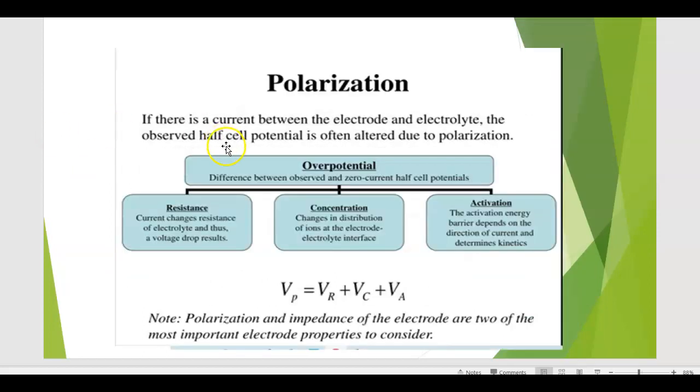Polarization. If there is a current between the electrode and the electrolyte, the observed half cell potential is altered due to polarization. Over potential is the difference between the observed and the zero current half cell potentials. Over potential has resistance, concentration, and activation components. What is resistance? Current changes the resistance of the electrolyte and thus a voltage drop results. Concentration is nothing but changes in the distribution of ions at the electrode-electrolyte interface. Activation is the activation energy barrier, which depends on the direction of current and determines the kinetics.